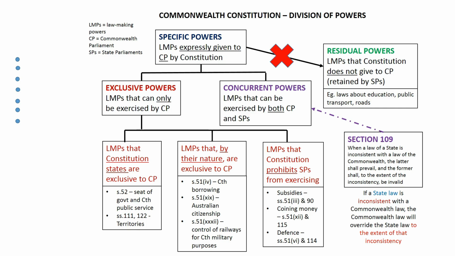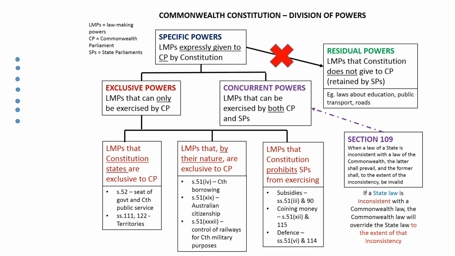Now, a few other important features to note about 109. Firstly, it only operates where there is an inconsistency between a state law and a Commonwealth law. It could well be that there's a state law about marriage and a Commonwealth law about marriage. And if they don't conflict with one another, that is, if there's no inconsistency between them, then you have to obey both laws, and both are valid. Both are perfectly proper and valid laws. So for section 109 to operate, we first of all have to find that there's an inconsistency between a Commonwealth law and a state law.